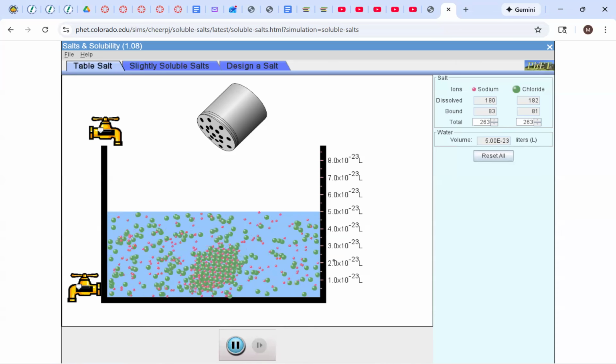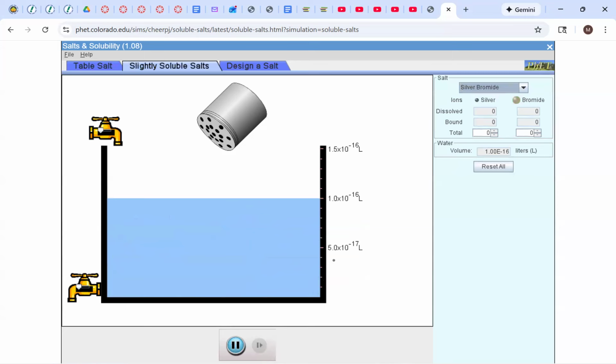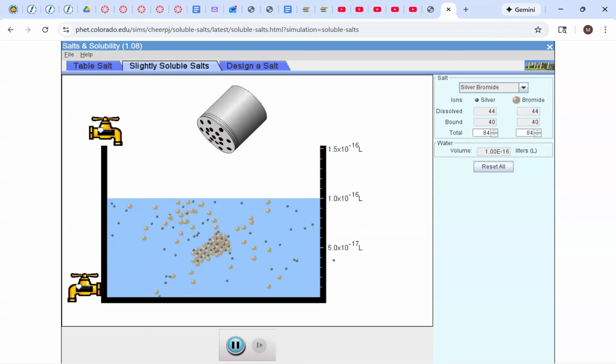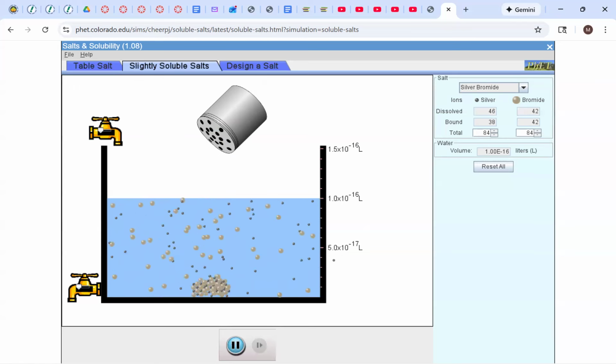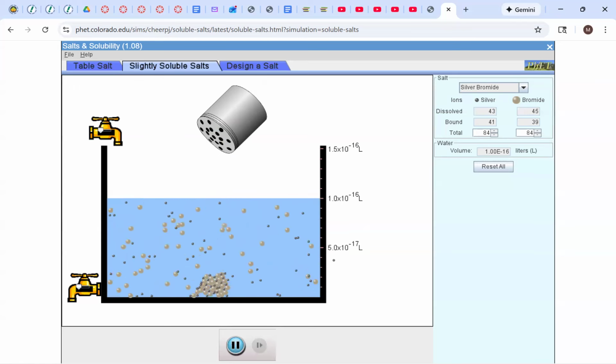Now let's compare this to something that's not as soluble as table salt. So these are slightly soluble salts. I'm going to just shake a little bit in here. So this is silver bromide. So yeah, a little bit dissolved. Add a little bit more. That's dissolving. Add some more. I'm not adding nearly as much as I did with the sodium chloride. And look, it's already starting to not dissolve. I've already reached the saturation point with just a little bit.